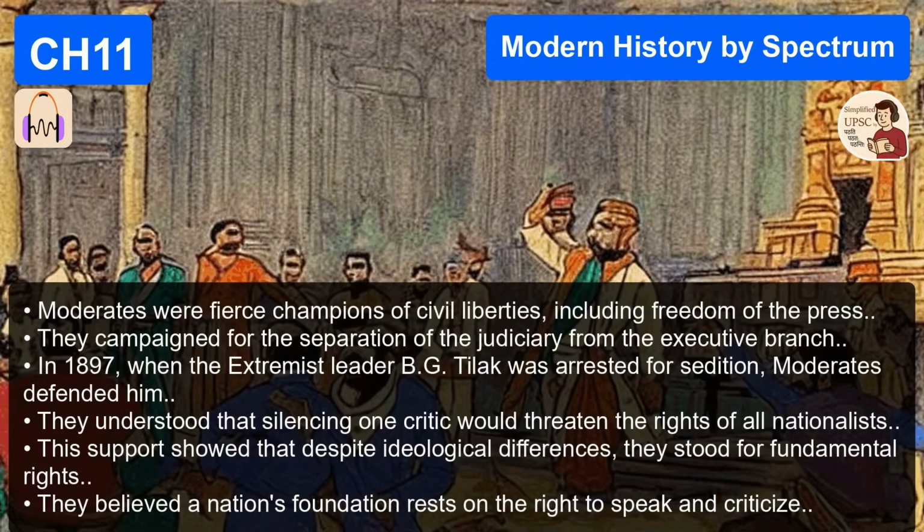If a question asks, which association was the most significant precursor to the INC and superseded the Indian League? You have to instantly mark the Indian Association of Calcutta, founded in 1876. And the key leaders to associate with that.